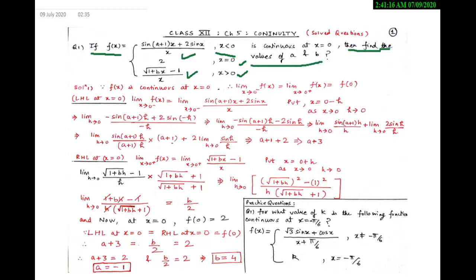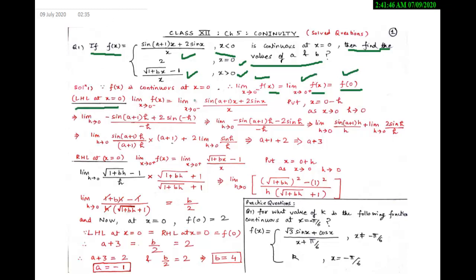So, according to our question, since our function is continuous at x equals 0, therefore, if it is continuous, then left hand limit is equal to right hand limit is equal to the value of our function at x equals 0. So, we can write it as limit x tends to 0 minus f(x) is equal to limit x tends to 0 plus f(x), and this is equal to f(0). So, students, first we will take the left hand limit at x equals 0.